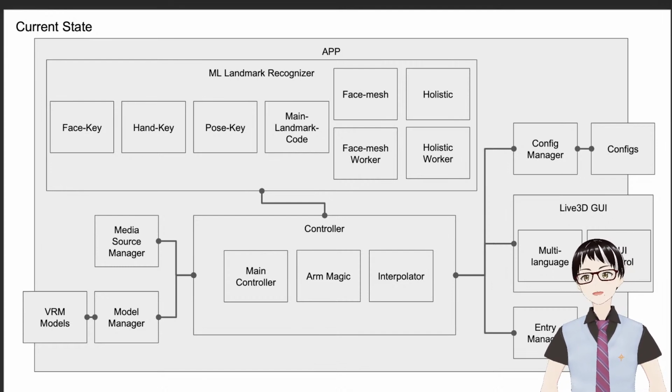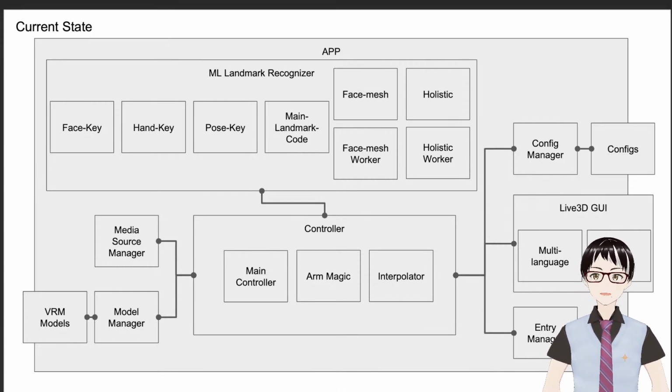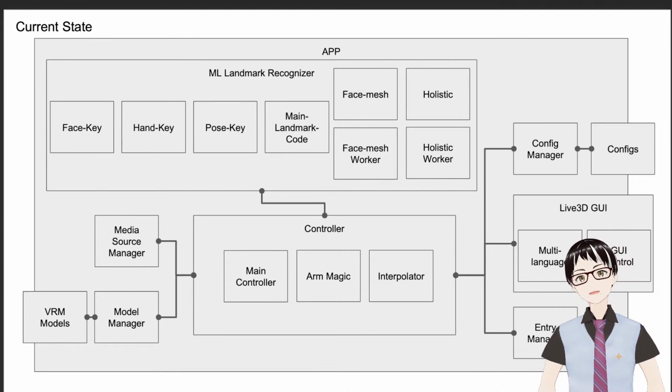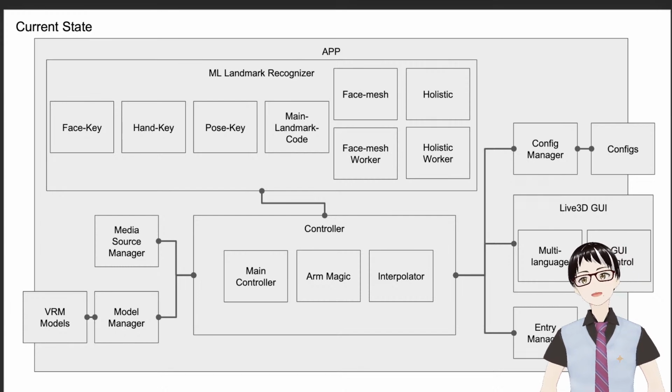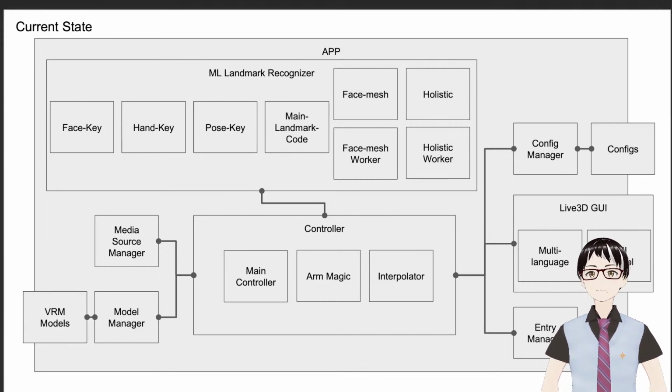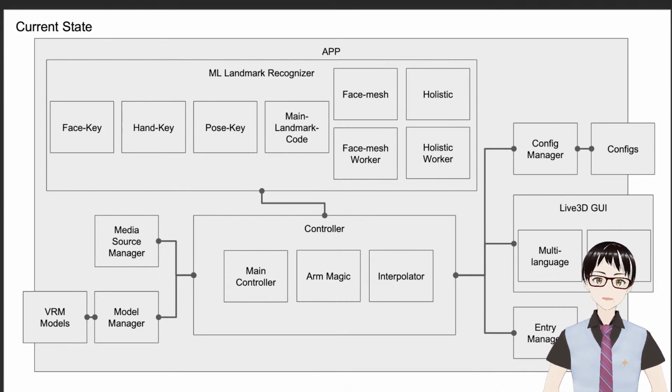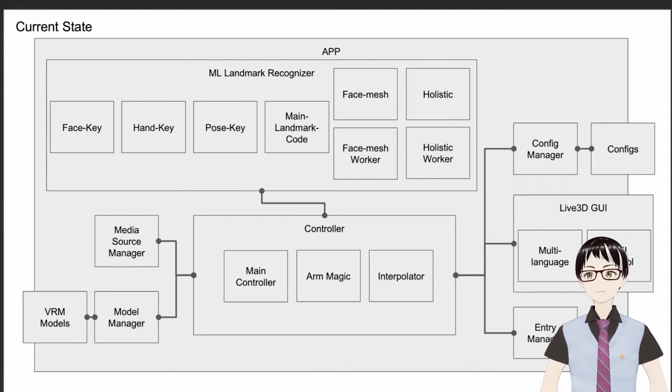We have a machine learning landmark recognizer that is far larger than I thought it would be. And we also have a controller that has a mix of different functions like magic and also interpolator inside the controller. The controller is still messy today, but we're trying to separate out some of the machine learning landmark retrieval core logic into another repository, which is what we have been doing right now. The rest of the code we haven't touched too much.